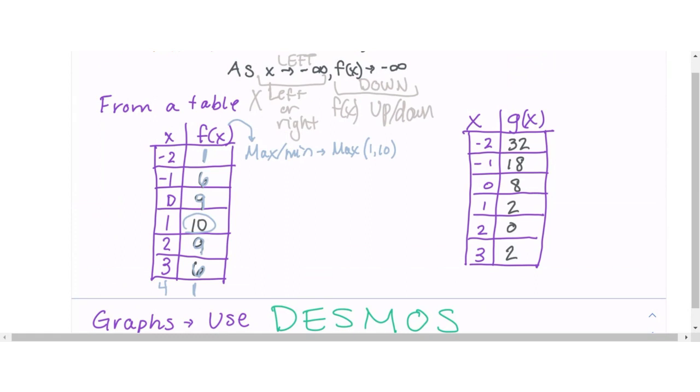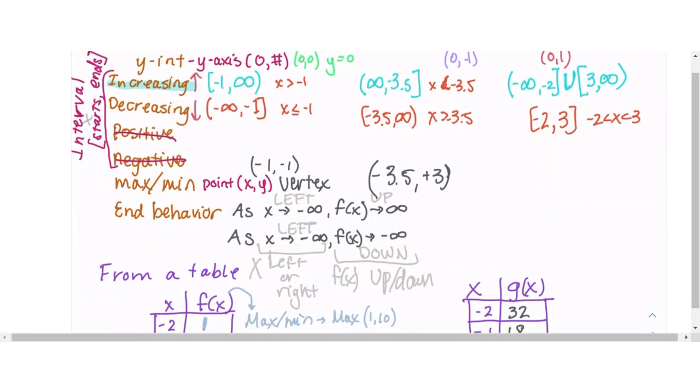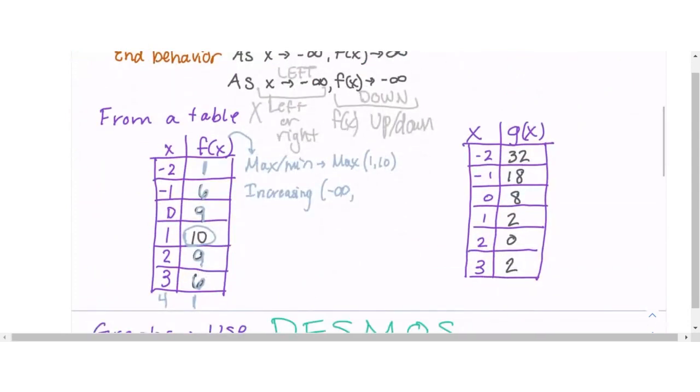Then because the 10 is the biggest one, it's going to be increasing from negative infinity. And then we're looking at the intervals. We're looking at only the x's, if you can see up there. So the biggest number right here was this 10, but it happened when x is 1. So it increased from 0 to 1 and then decreased from 1 to infinity.